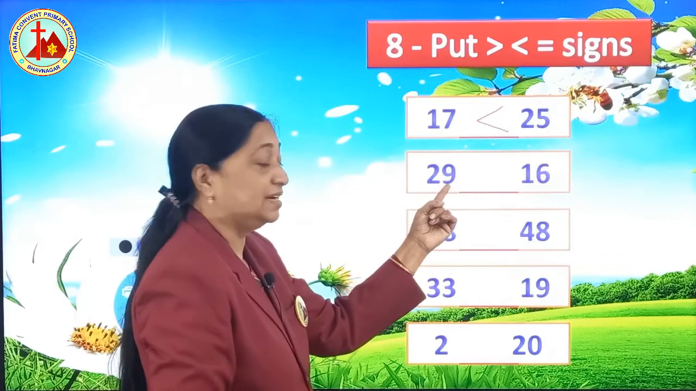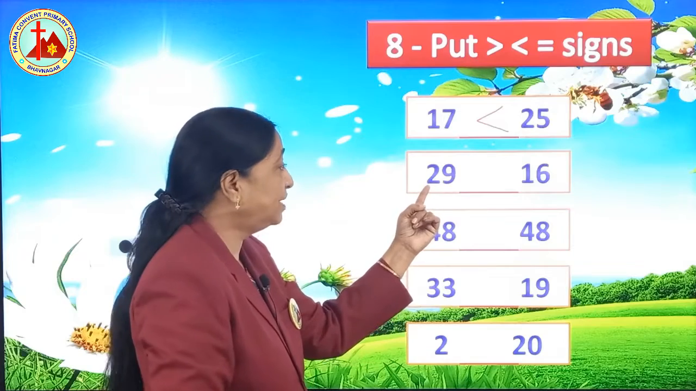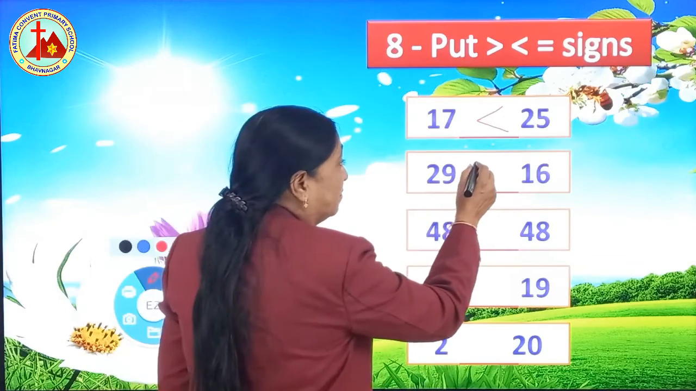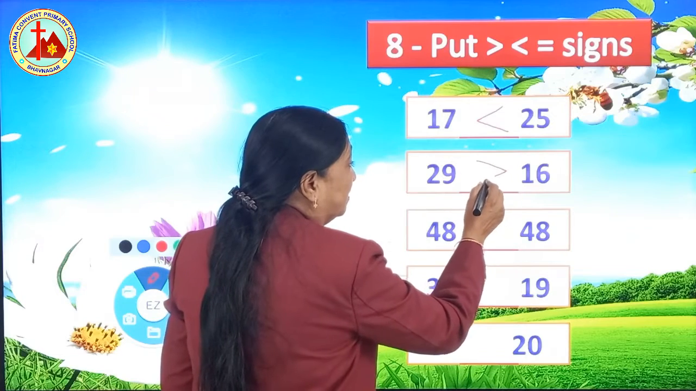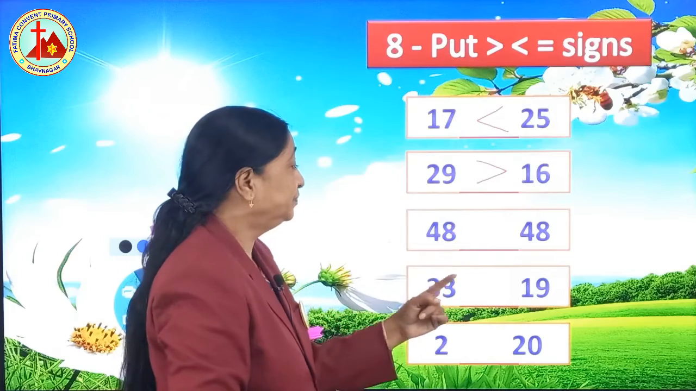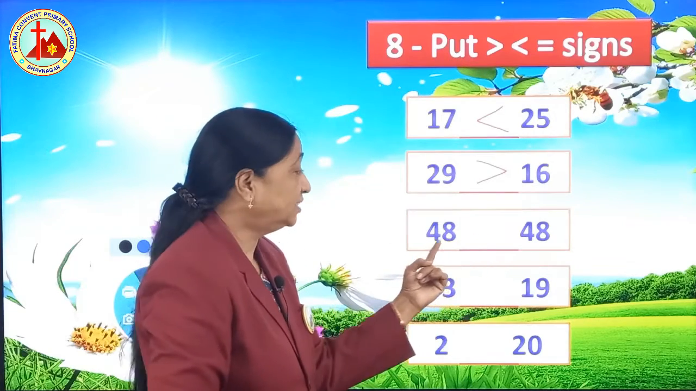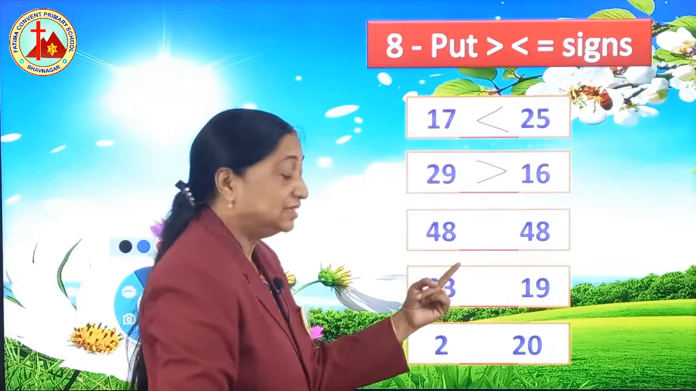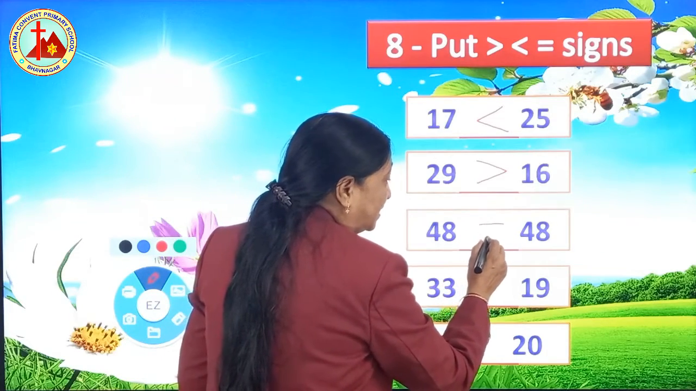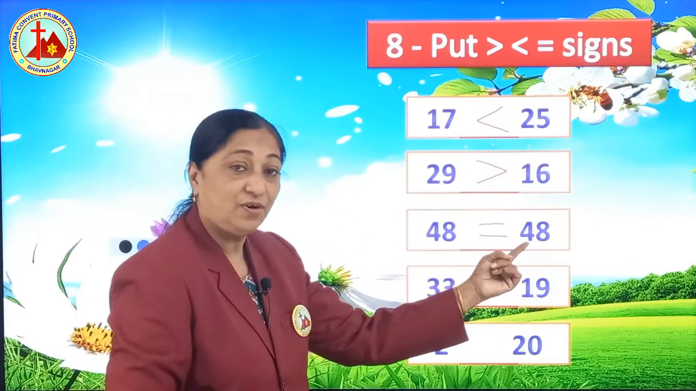Now 29 and 16. So here also same, number 2 and number 1. Number 2 is greater. So the open mouth will be towards the greater number. 29 is greater than 16. Now the next one is 48 and 48. So both the numbers are similar. When both the numbers are similar, we cannot compare. It is equal to sign. 48 is equal to 48.